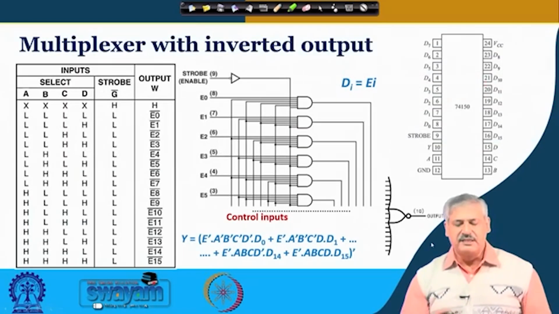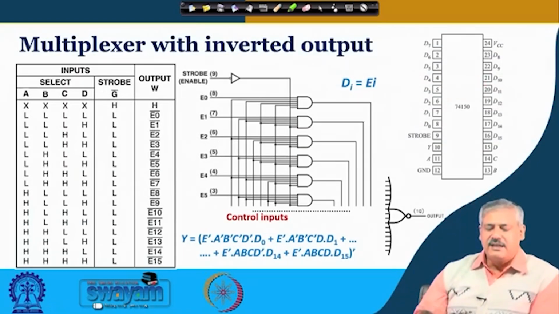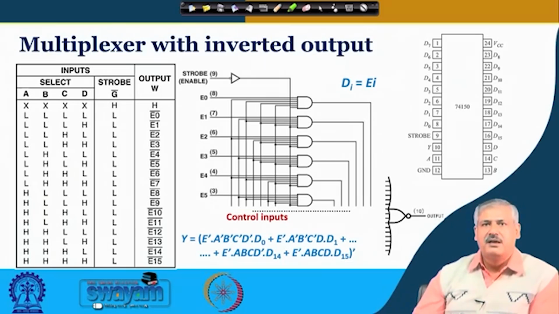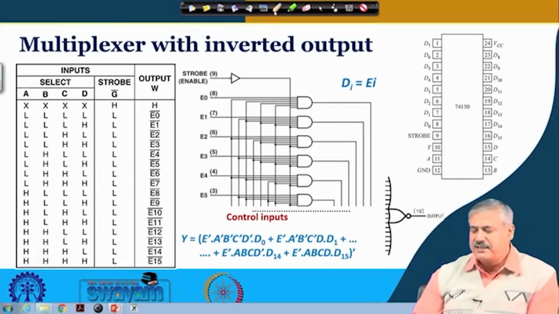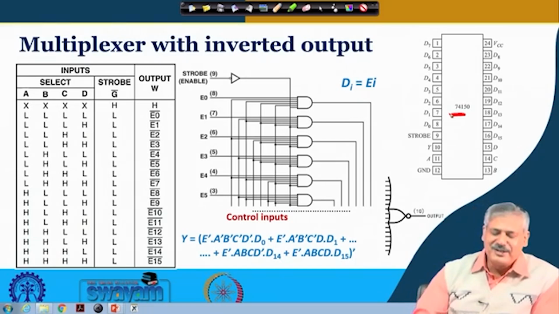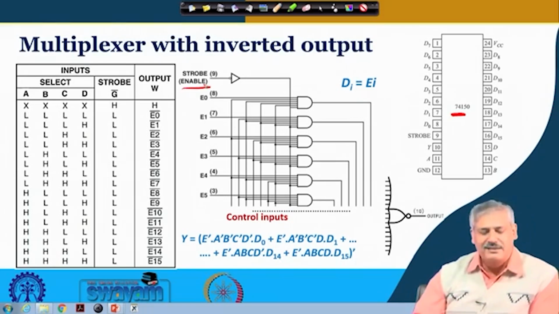So, if this is clear, we look at another multiplexer circuit where the output is inverted. Earlier we have seen that whatever is the input, the output is following the input. So, y is equal to d0, d1 and so on. Here is the circuit IC 74150, a 16 to 1 multiplexer. It also has a strobe input. Strobe now we understand, no problem.